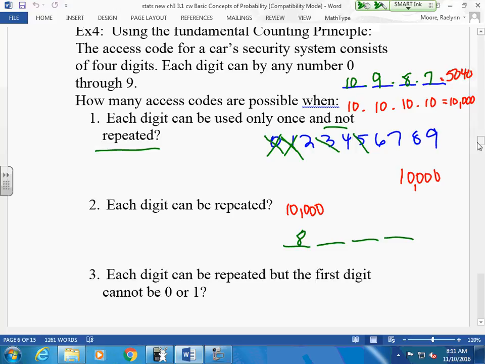How many do I have for my second one if I can repeat anything that I want? 10, then 10, and 10. Without laying these out, it's hard to visualize this. So I multiply these, I get 8, I get 1,000 times 8, I get 8,000 possible ways to do this. It's a lot of different ways. These are where your access codes come from.